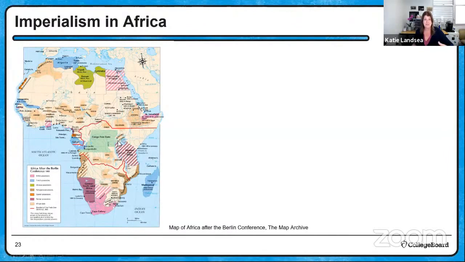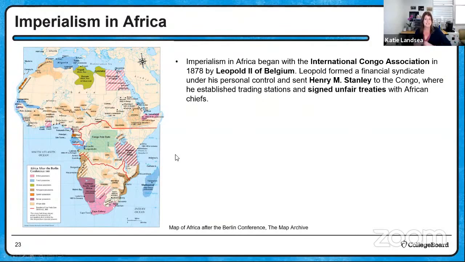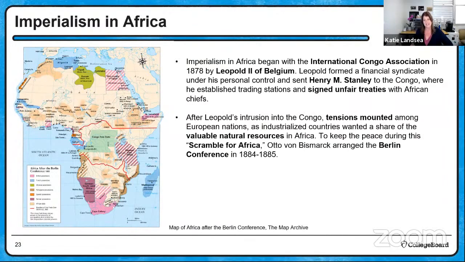And by the time we get to World War I, this map is pretty much totally full. And this is after the Berlin Conference. Imperialism begins with the International Congo Association in 1878 by Leopold II of Belgium. He forms a financial syndicate and establishes his personal control. He sends the great explorer Henry Stanley into the Congo to establish trading stations and to sign very unfair treaties with African chiefs, chiefs who are signing away whole villages and they have no idea what they're signing.